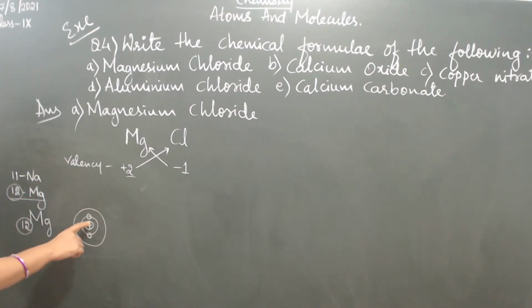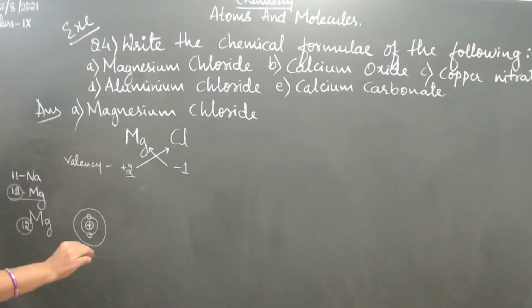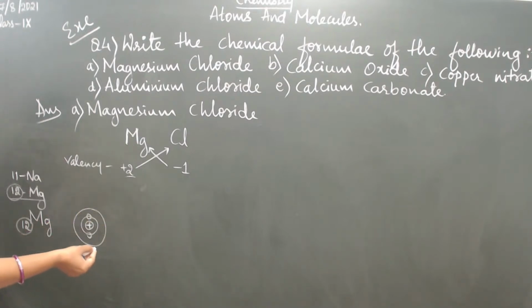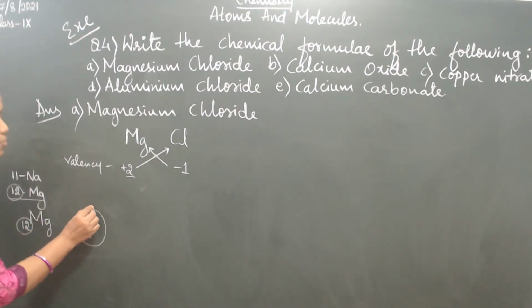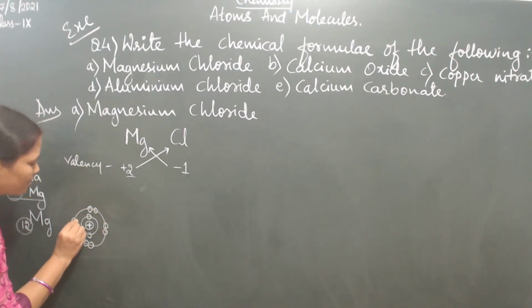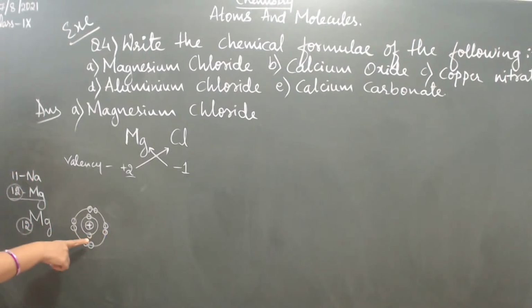In the first orbit, we have to distribute 2 electrons, and from the 12, when we distribute the 2 electrons, how many electrons are left? 10 electrons. So in the second orbit, we have to distribute only 8 electrons. Here total 10 electrons are there, but the capacity of the second orbit is only 8 electrons. It can take less than 8 electrons, but not more than 8. So from the 10 electrons, we distribute 8 electrons in the second orbit. So 8 plus 2, 10 completed.